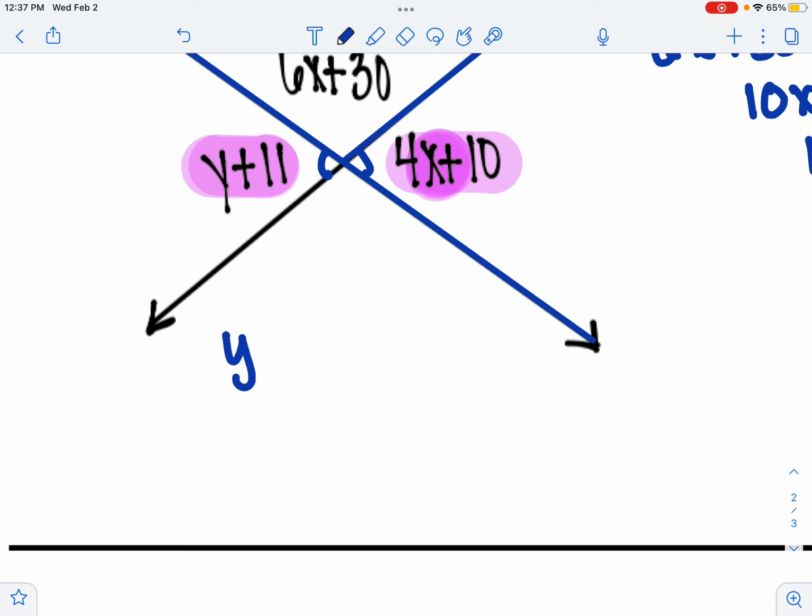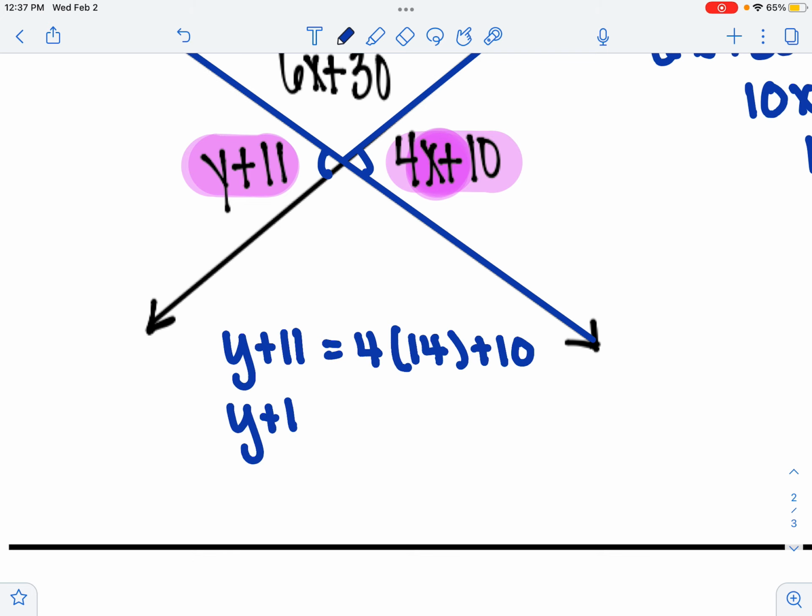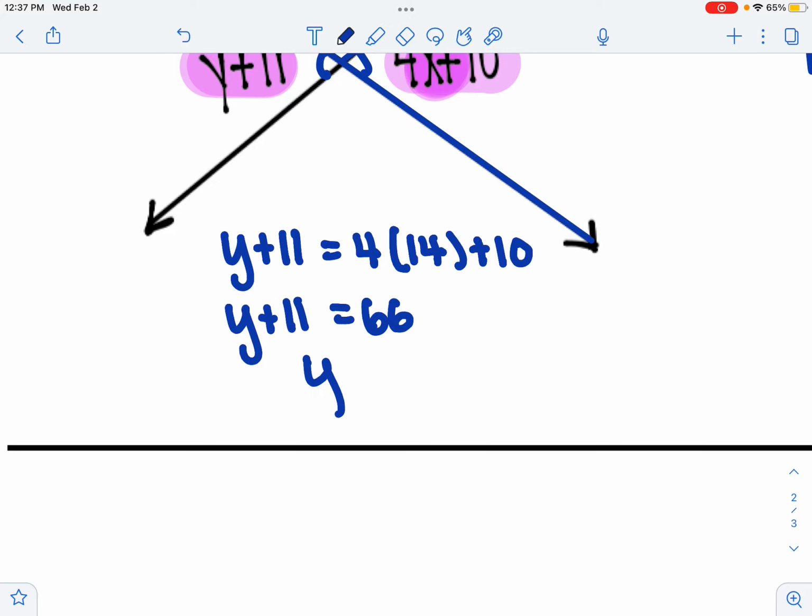So I'm going to take y plus 11 equals 4 times 14 plus 10. And now I'm going to simplify that right-hand side. So 4 times 14 plus 10 gives me 66. So y plus 11 equals 66. I'm going to subtract out that 11, and I'm going to get y is equal to 55.